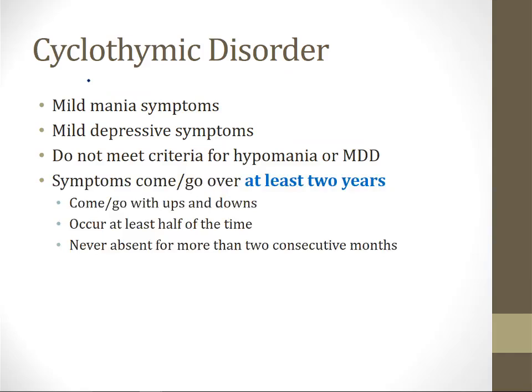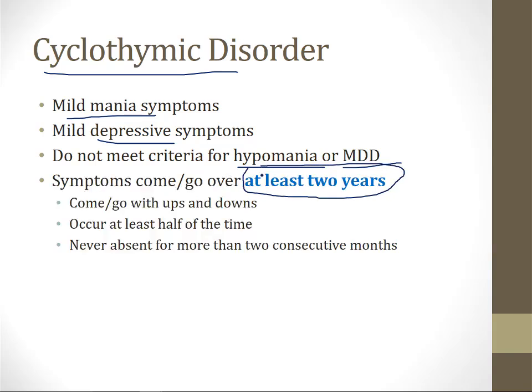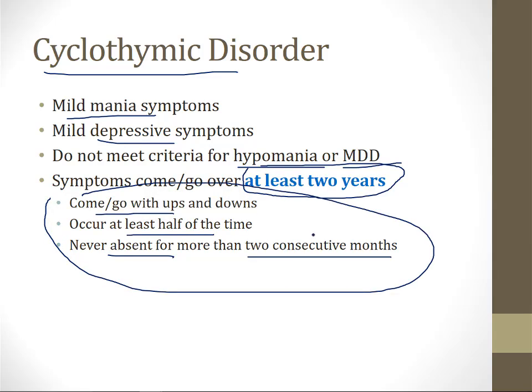So major depressive disorder and bipolar disorder are the major mood disorders, but now I'll go through some other mood disorders. The first one is called cyclothymia, or cyclothymic disorder. These patients have mild mania symptoms and mild depressive symptoms, and they do not meet criteria for hypomania or major depressive disorder. Symptoms have to come and go over at least 2 years to meet the DSM-5 criteria for cyclothymic disorder. So these patients will have symptoms that come and go with ups and downs. They occur at least half the time, and they are never absent for more than 2 consecutive months. If all of these criteria are met over the course of at least 2 years, then that patient has cyclothymic disorder. Basically a very mild form of mood disorder.